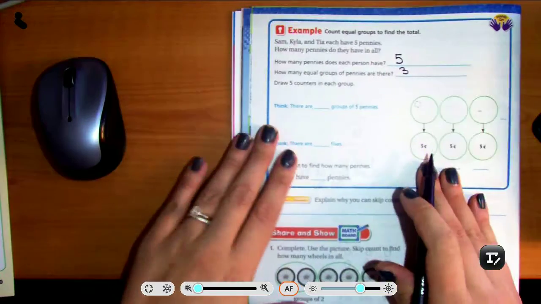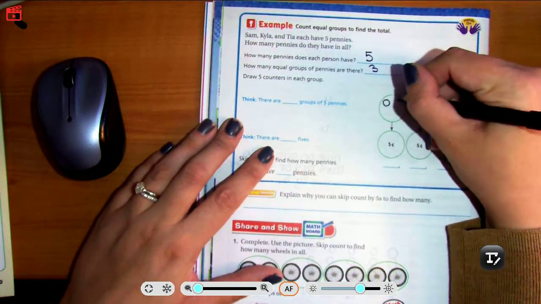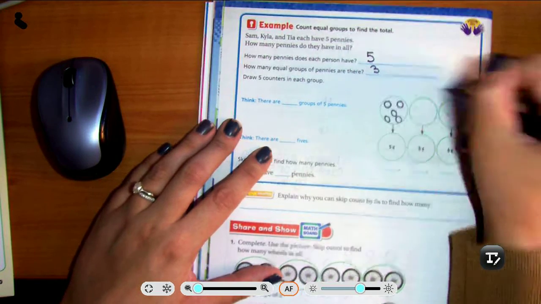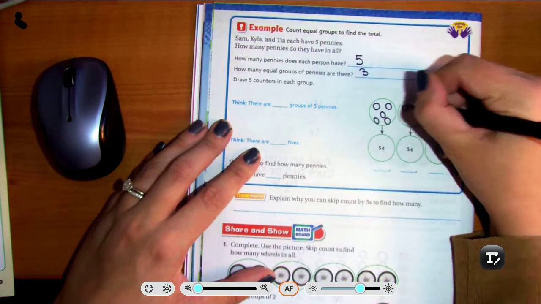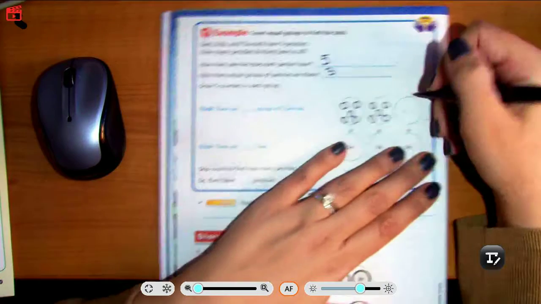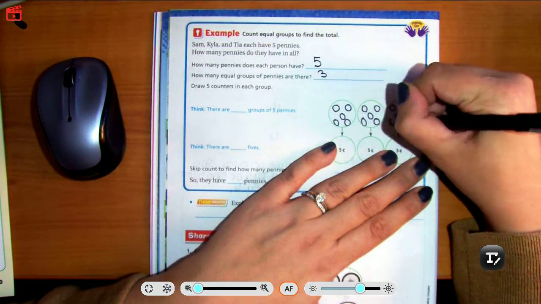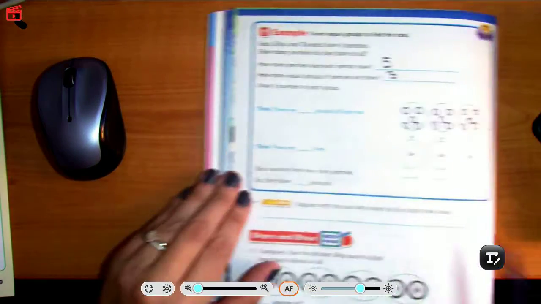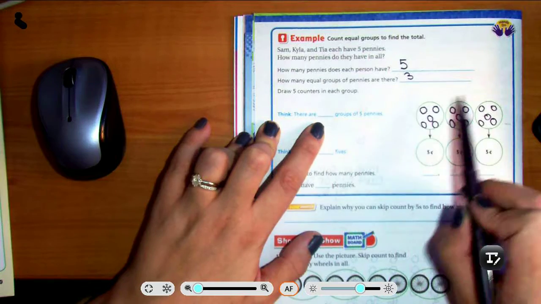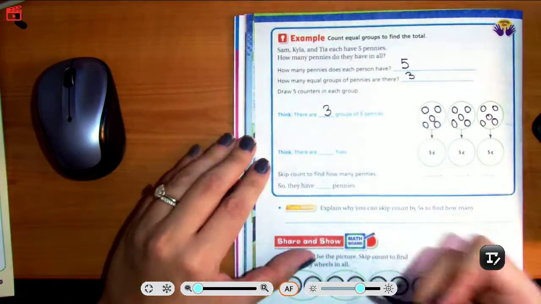So I'm going to draw 5 counters in each group. They did the first one for me. So 1, 2, 3, 4, 5. 1, 2, 3, 4, 5. 1, 2, 3, 4, 5. So there are blank groups of 5 pennies. How many groups do I have? 1, 2, 3. I have 3 groups of 5 pennies.